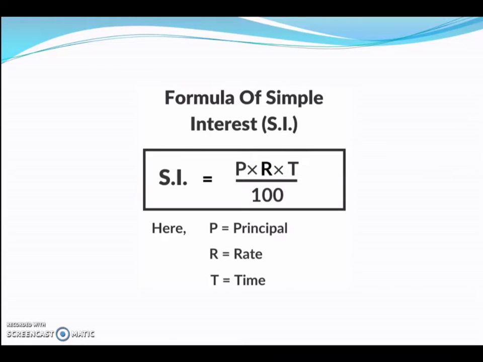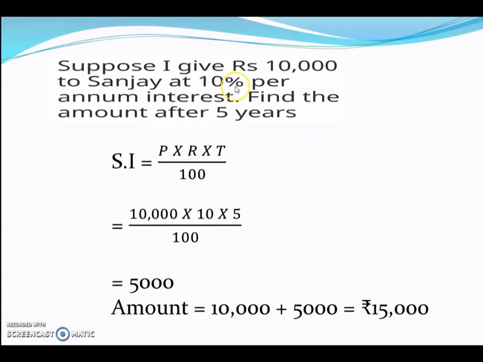If we solve the problem using this formula, it will be like this. P into R into T by 100, substitute the values of principal 10,000, rate is 10, time is 5, divided by 100, and when you solve, you will get the simple interest as 5,000. Now this 5,000 will get added to 10,000 to give you the amount. So the amount at the end of 5 years will be 10,000 plus 5,000, that is 15,000.